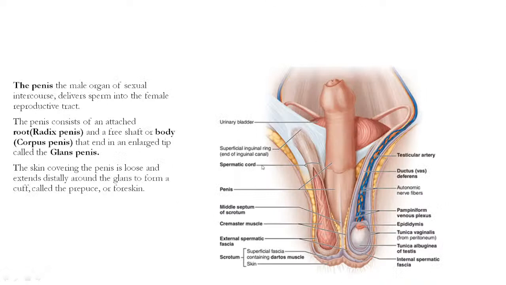The penis, the male organ of sexual intercourse, delivers sperm into the female reproductive tract. The penis consists of an attached root, radix penis, and a shaft or body, corpus penis, and an enlarged tip called the glans penis. The skin of the penis is loose and extends distally around the glans to form a cuff called the prepuce or foreskin.